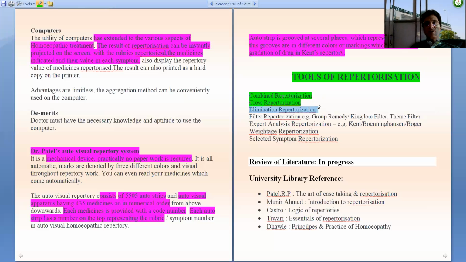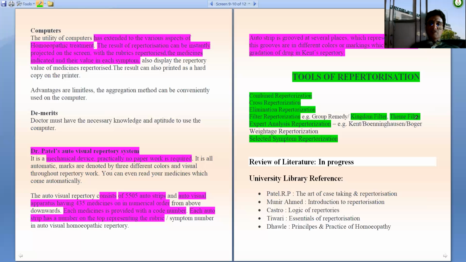Eliminating repertorization, that is the artistic method, which we have already discussed. Then filter repertorization, we use various filters like kingdom filter, theme filter to get different remedies. Then expert analysis repertorization, for example, with Holker's expert system, it uses artificial intelligence in getting the result. Then selected symptom repertorization, we select only a few symptoms out of all the selected symptoms to get an improved result. This is selected symptom repertorization.